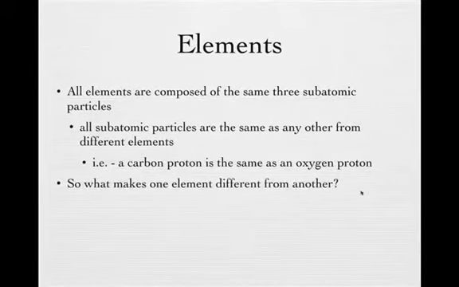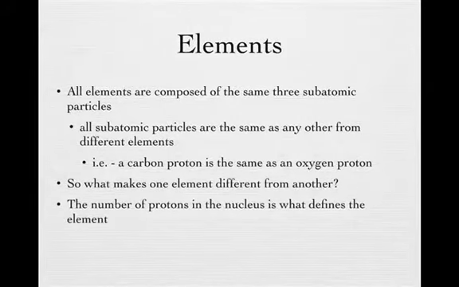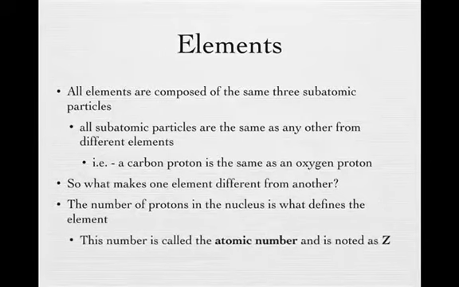So what makes each element different from any other element? Well, what defines the properties of the element is the number of protons in the nucleus. As soon as we change the number of protons in a nucleus, we actually change which element we're dealing with. And this number, the number of protons in that nucleus, is called the atomic number. A lot of times you'll see it noted as Z. So sometimes you'll see Z equals 12, and that would indicate that we have a magnesium atom.